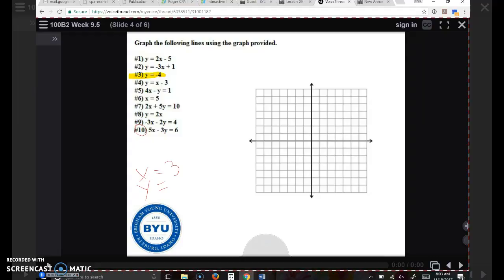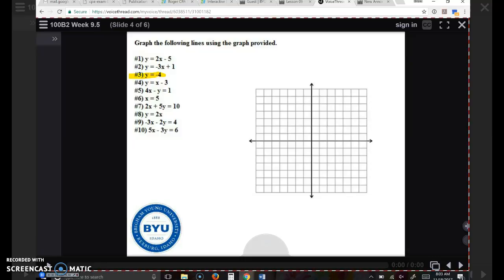So if we were doing 10, then we would plug in 3, right? So it'd be 5 times 3 would be 15 minus 3y equals 6. My handwriting's a little off right now. And then you just would solve it until you have y equals whatever it is. Okay, so let me erase all this stuff because that's not the one I'm doing. The one we're doing is number 3.